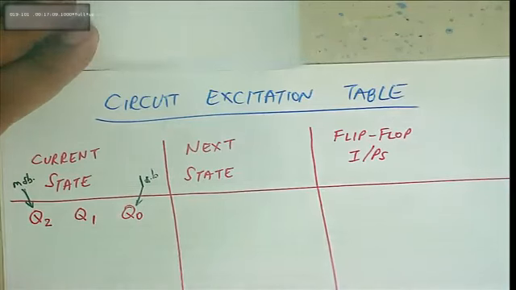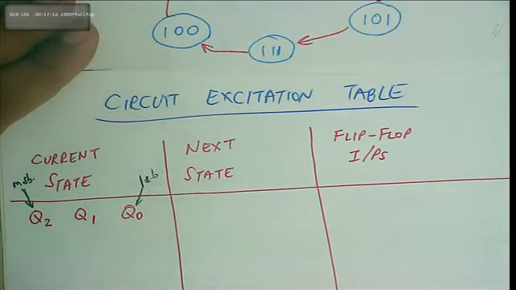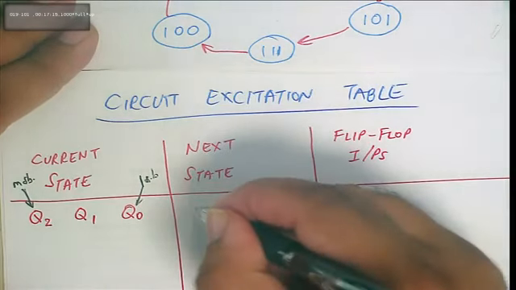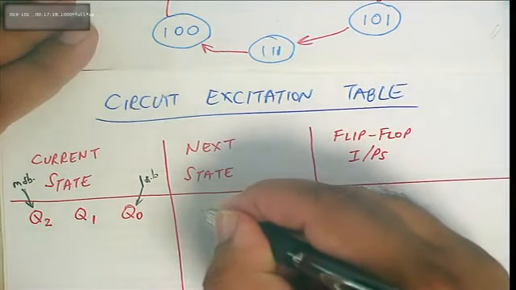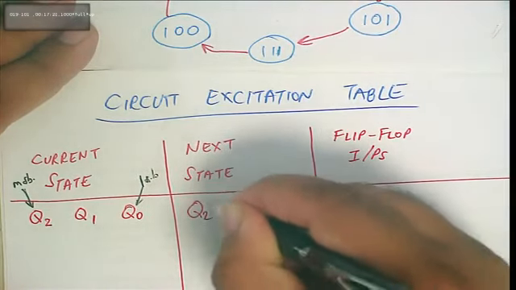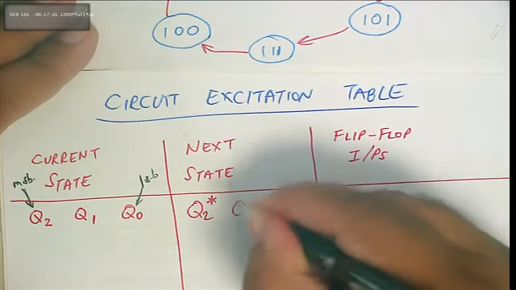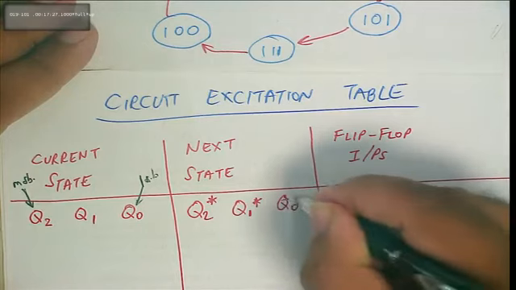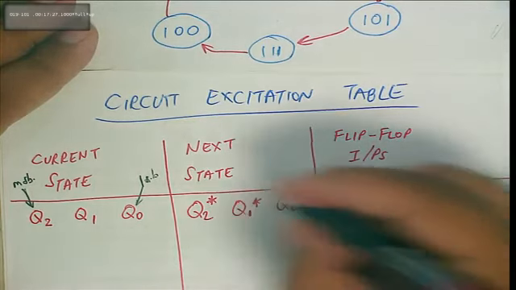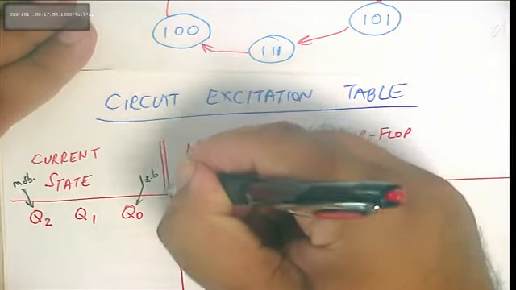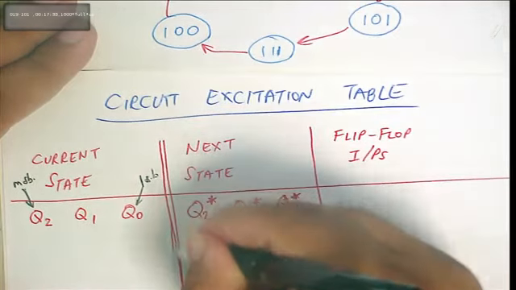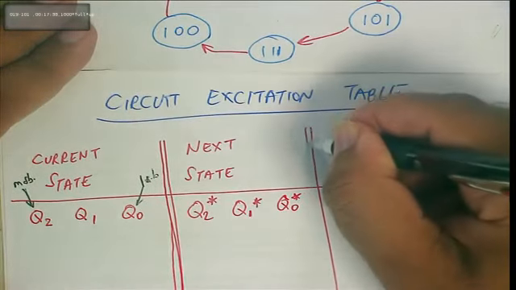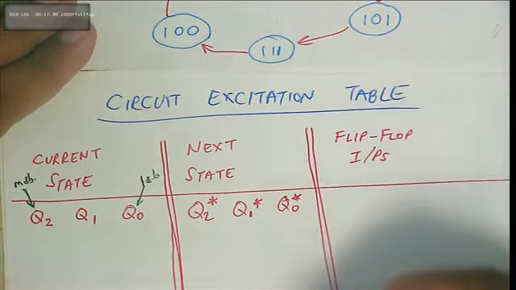All right, obviously if you've got Q3, Q2, Q1, Q0, what would you say over here? You'll have Q3 star, Q2 star, Q1 star, Q0 star. All right, now this information is known, right? This information is known as well.